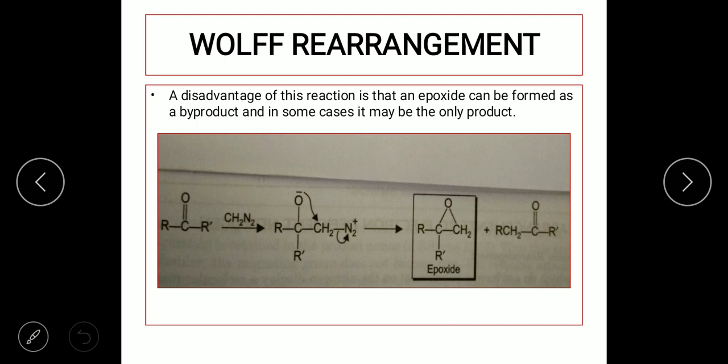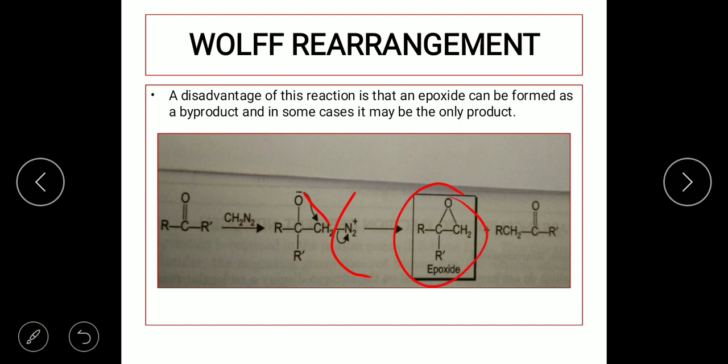But there's a disadvantage. A disadvantage of this reaction is that an epoxide can be formed as a byproduct, and in some cases it may be the only product. So now here you can see there is again the ketone group, and the diazomethane is going to attack the carbonyl carbon, and then there is the movement of electrons towards the oxygen, and when the negative charge on oxygen comes back, it forms an epoxide. It is a three-membered ring having oxygen in it, a heterocyclic compound, with the departure of the nitrogen molecule. So this is the epoxide which is formed.